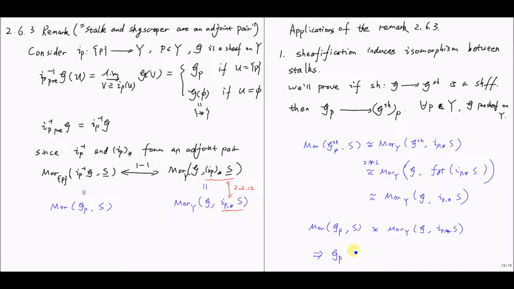So we have the sheafification induces an isomorphism between stalks. And this is actually his 0.4.M. Now let's look at the second application. We will prove the following two statements are equivalent.